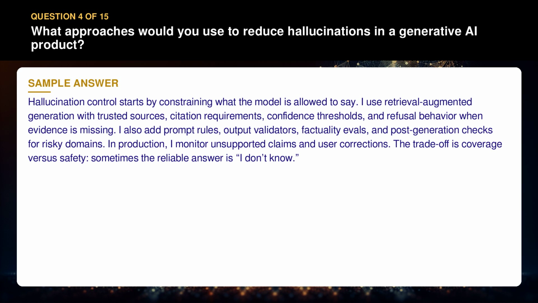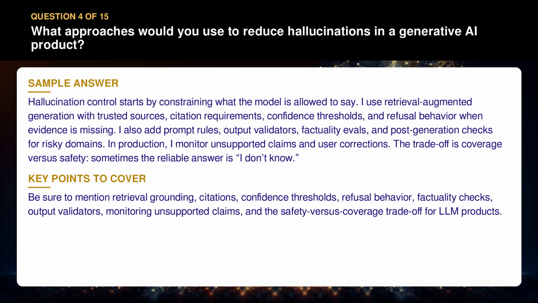In production, I monitor unsupported claims and user corrections. The trade-off is coverage versus safety. Sometimes the reliable answer is, I don't know. Be sure to mention retrieval grounding, citations, confidence thresholds, refusal behavior, factuality checks, output validators, monitoring unsupported claims, and the safety versus coverage trade-off for LLM products.